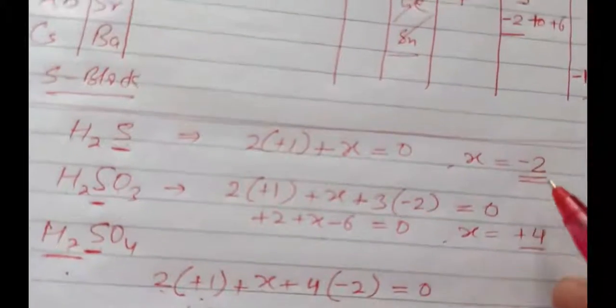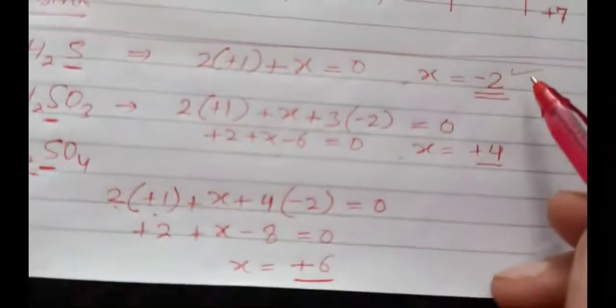As you can see in these 3 examples, the oxidation number of sulfur can be -2, can be +4, can be +6.